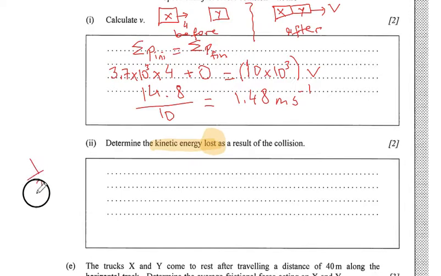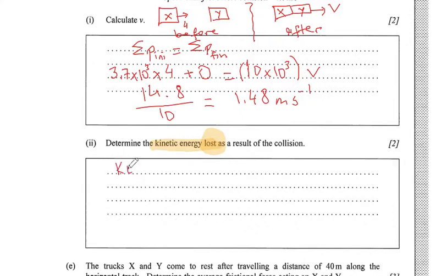Kinetic energy is 1/2 mv squared. I'm going to write the kinetic energy of x initially. I'm not going to write the y because it would be 0 initially, since it is not moving. This is before the collision. Oh, sorry, I made a mistake. Okay, let's go back. I will write this from the beginning.